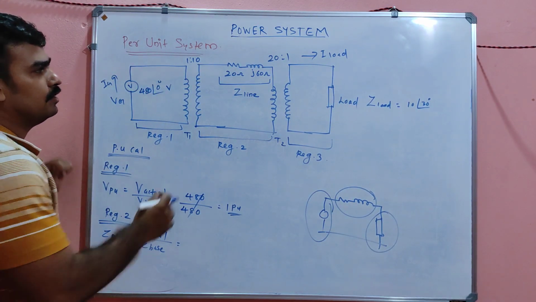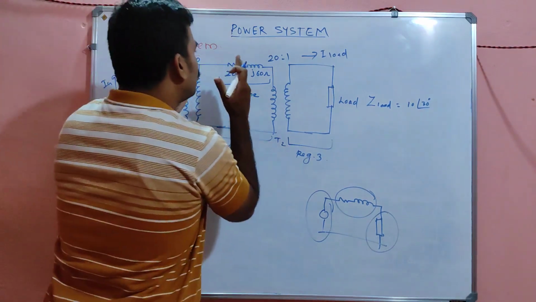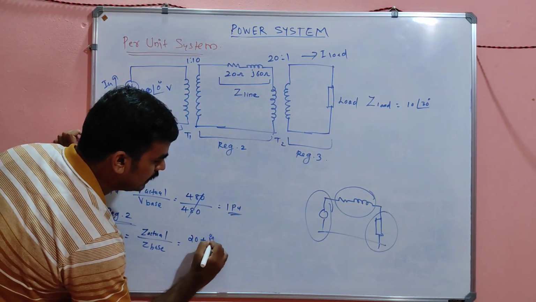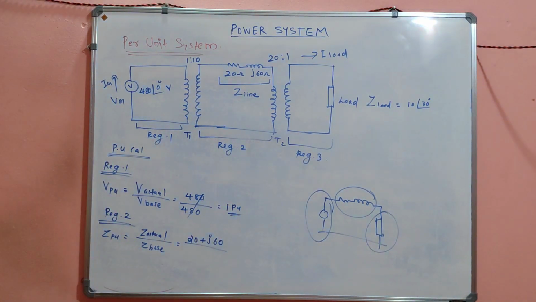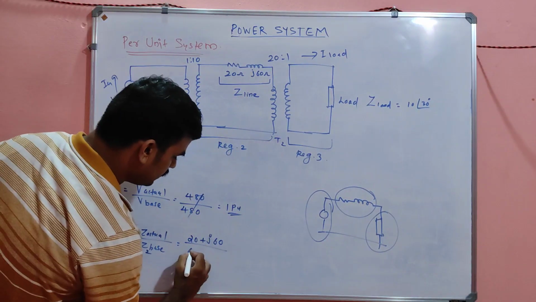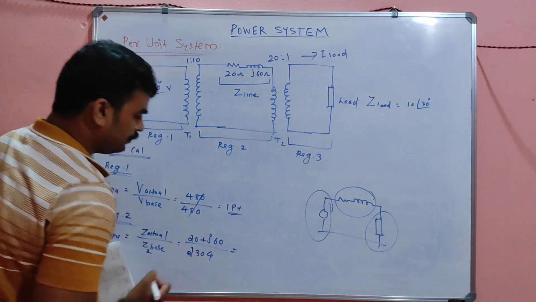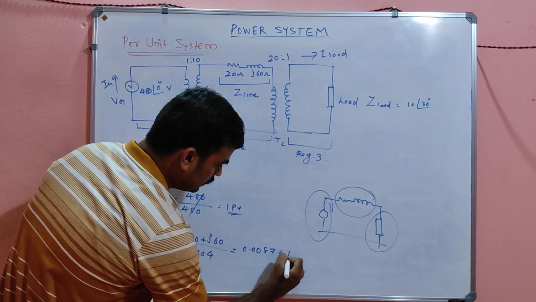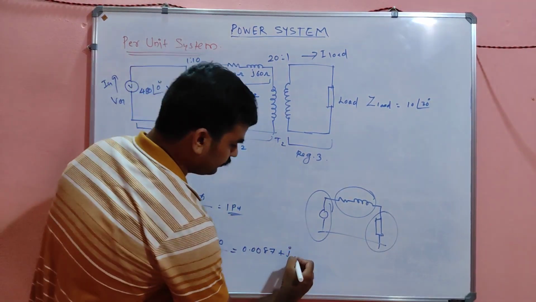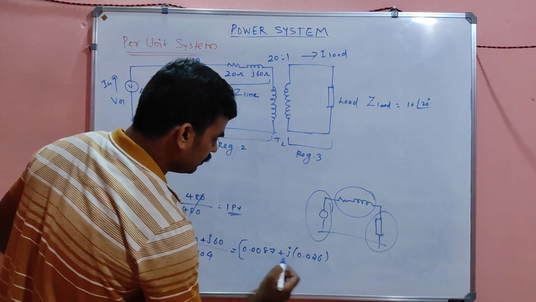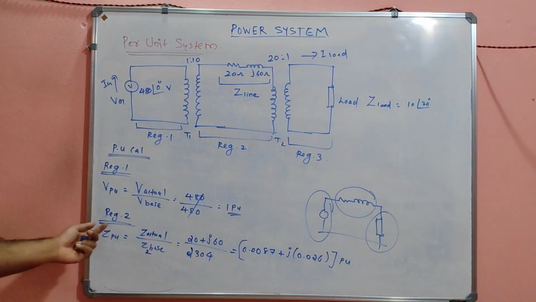Z actual is given in the diagram. For getting the actual value, you look at the diagram. The only Z in the diagram is Z line, given as 20 plus j60, divided by Z base. What is the Z2 base, my dear? We already calculated it, right? 2304. Am I right? So the answer will be this much per unit. So that is region 2.